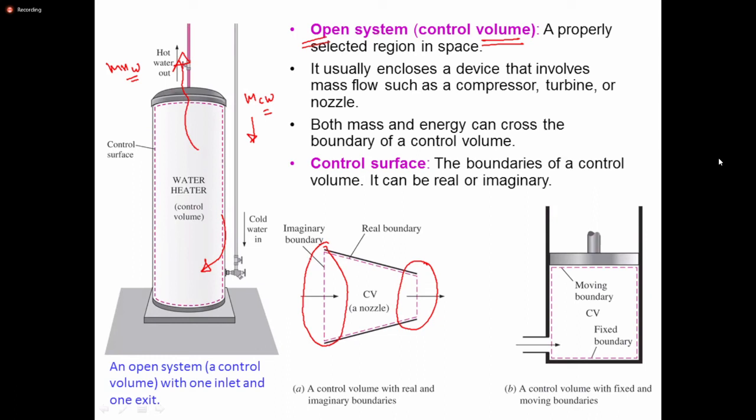Okay. So in the case of imaginary boundary and real boundary, take the example of a nozzle. A nozzle has a fixed boundary: this boundary and this boundary. So this is called the real boundary. But what about this boundary? The properties are different at this boundary and at that boundary, but we do not have any material.